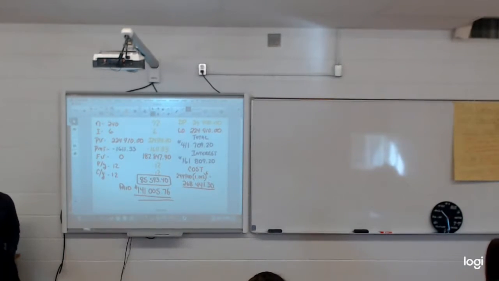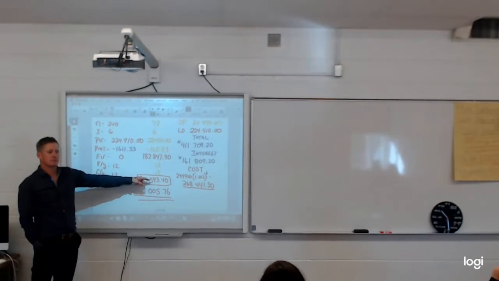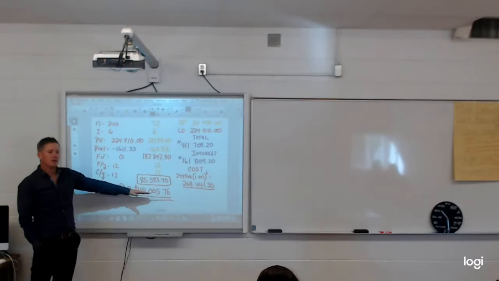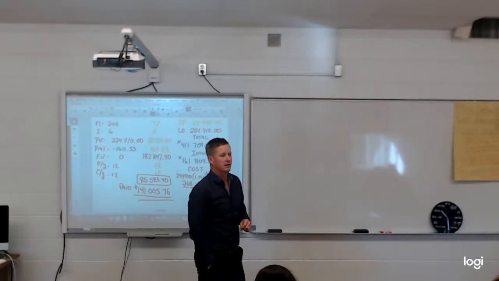How much money did she make off the sale of her house? 85. How much money did she pay into that? 141. So then how much did it cost her to live in that house for 6 years? $55,412.36. Okay, did everybody hear that? By subtracting that from this, it cost her $55,000 to live in that house for the 6 years.